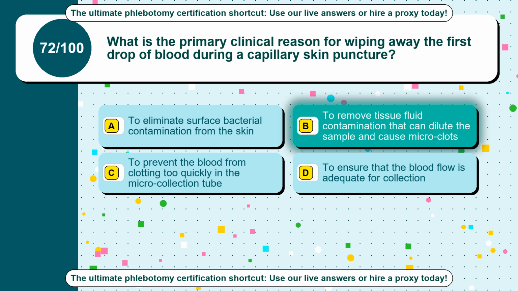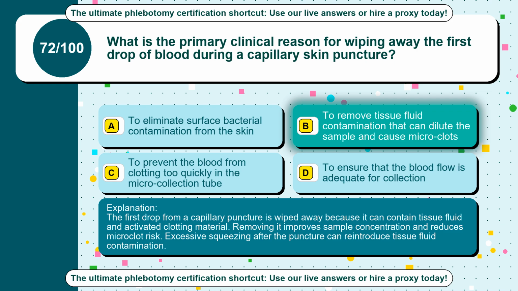The correct answer is option B, to remove tissue fluid contamination that can dilute the sample and cause microclots. The first drop from a capillary puncture is wiped away because it can contain tissue fluid and activated clotting material. Removing it improves sample concentration and reduces microclot risk. Excessive squeezing after the puncture can reintroduce tissue fluid contamination.